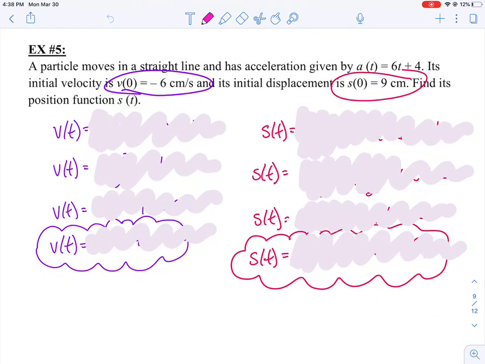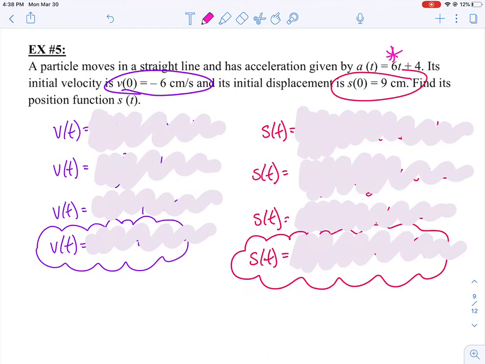Example number 5 says, a particle moves in a straight line and has acceleration given by this function. So we have the acceleration function. Its initial velocity, so that means v of 0, when time is 0, is -6 centimeters per second. And its initial displacement, so its initial position at t equals 0, it's at 9 centimeters. Find its position function.